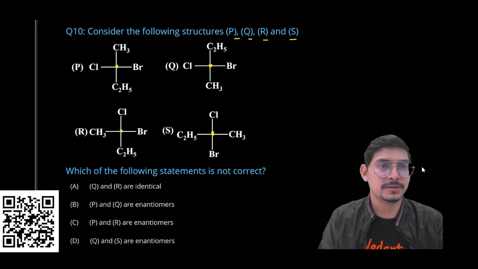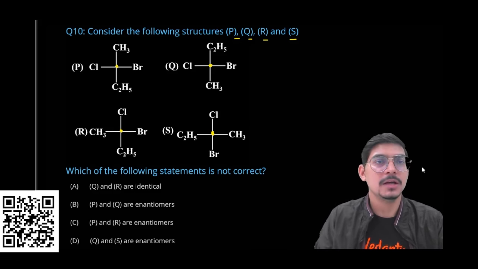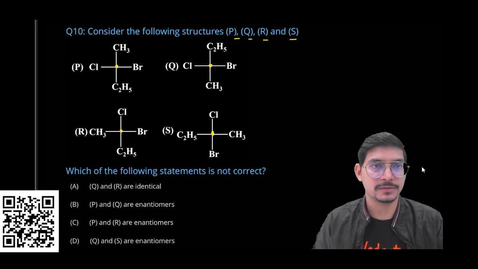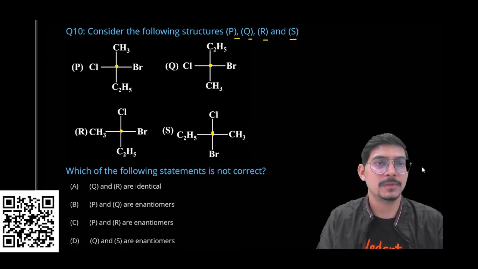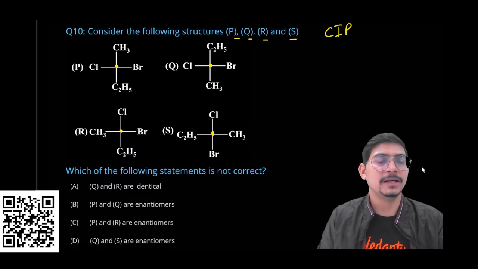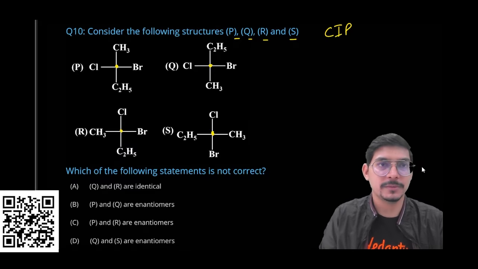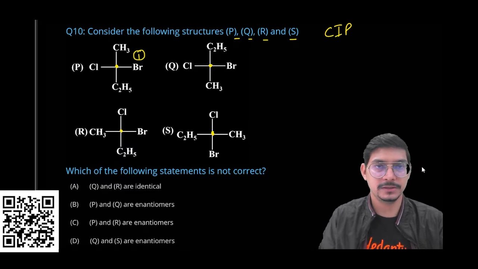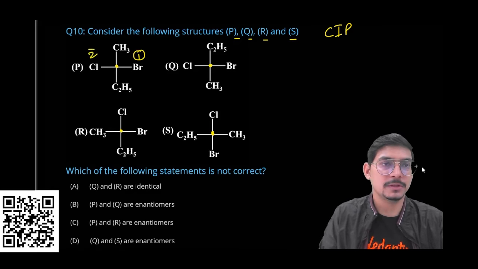Each structure has 1 chlorine, 1 bromine, 1 methyl, and 1 ethyl group. That is true for all structures. Now in these Fischer projections, we can find out the configuration of the chiral carbon by using CIP rules, which are Cahn, Ingold, and Prelog rules. Out of methyl, ethyl, chlorine, and bromine, bromine has the highest atomic number, so it will get the first priority, number 1. Chlorine has the second highest atomic number, so this will get number 2.